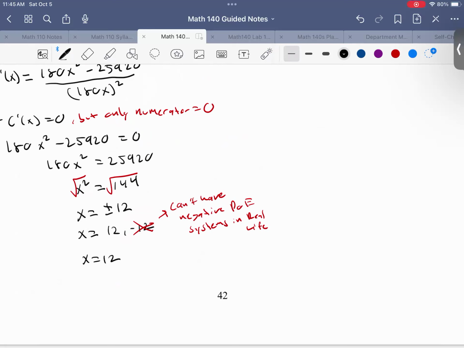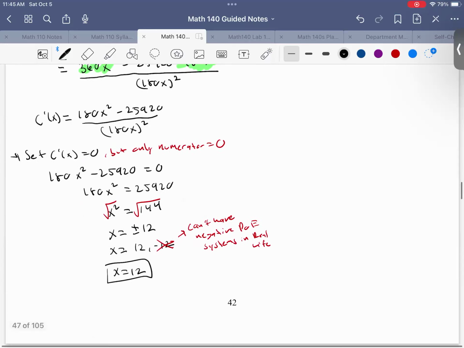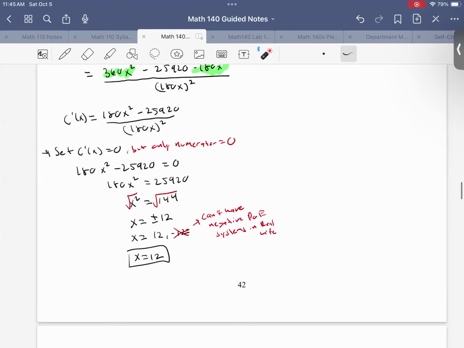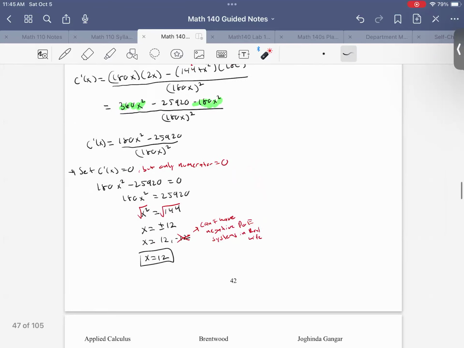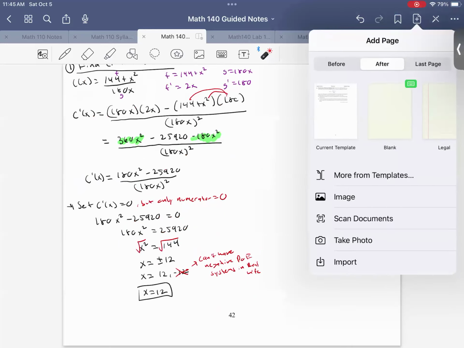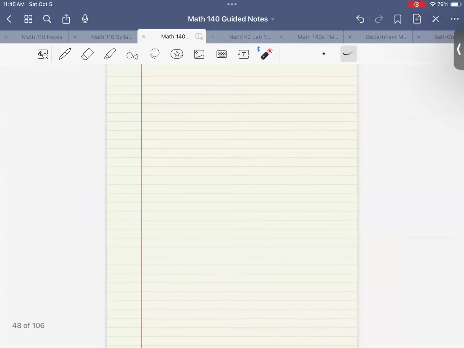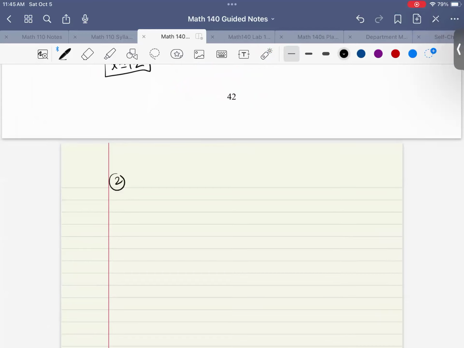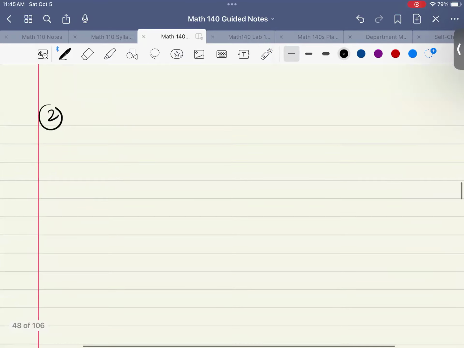Okay, so we have x equals 12. And so the way to really state if this is a minimum or not is checking out the number line, right? That's the best way to do it using that first derivative test. So we can probably fit this on the page still, but for the sake of note taking, I'm going to add a page. So step 2 would be a number line.